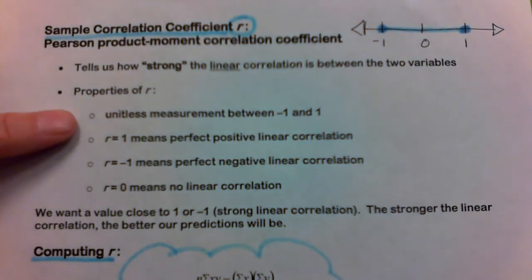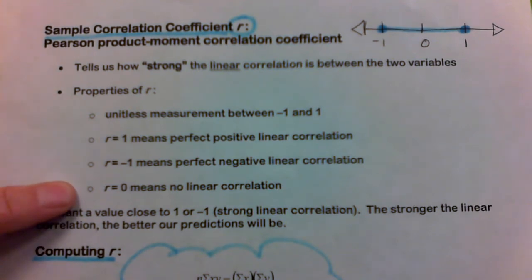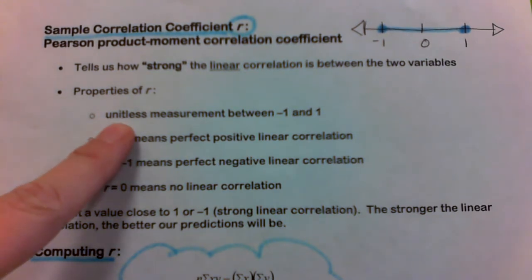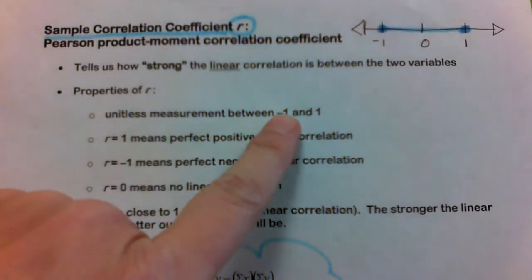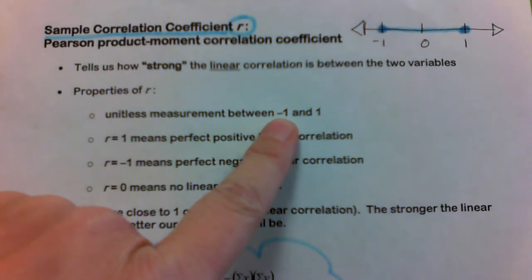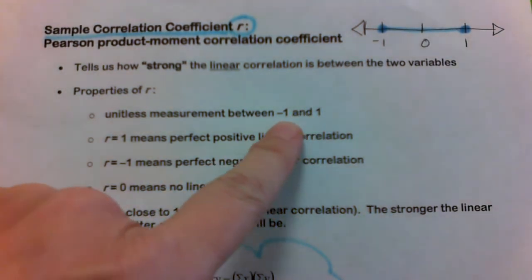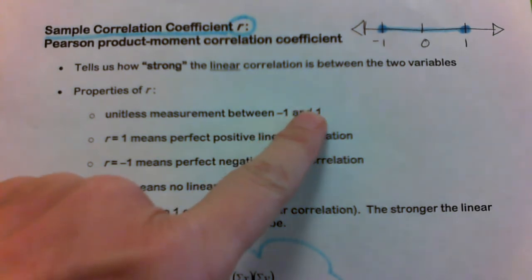Now, here are the properties you need to be aware of. First off, your x and your y, our x was length and our y was weight. Once we calculate it into R, it's unitless. Okay, it's just a number. This number will always be between -1 and 1. So if you calculate R and you get 245.11, you've done something incorrect. So be careful of that. It will always be a number between -1 and 1.